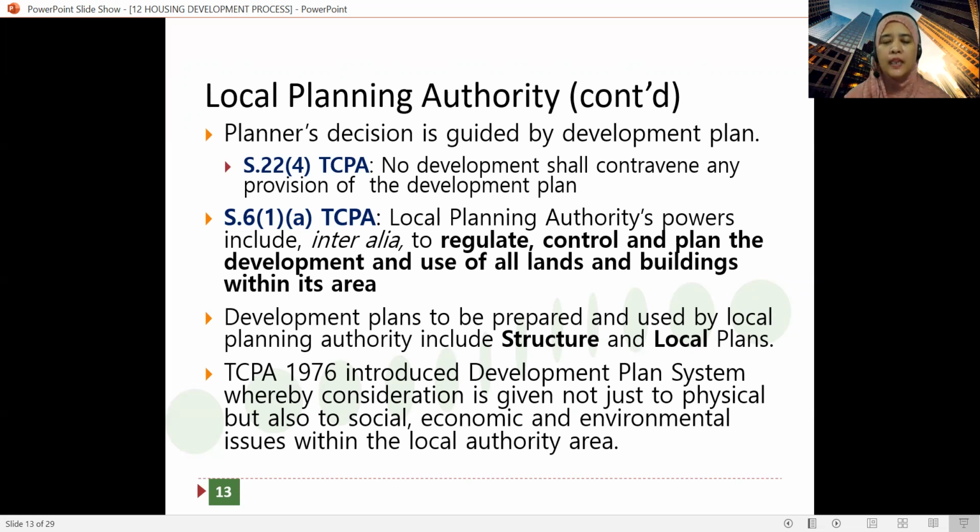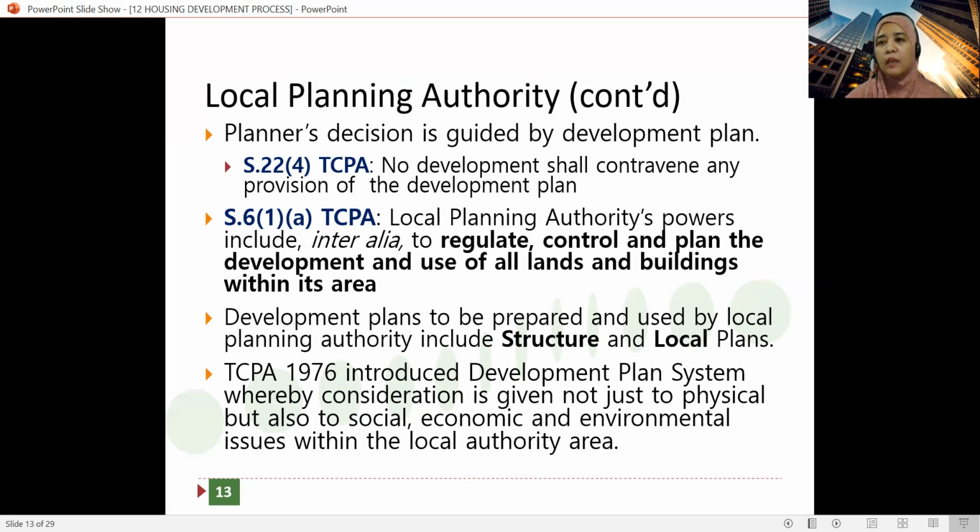Section 6 sub 1 sub A of TCPA states that local planning authorities' powers include inter alia. Inter alia means among others. Maknanya the powers of the local planning authority is much more than this, but these are just the powers related to our lecture. Now, regulate, to control, to plan the development and the use of all lands and buildings within its area. Its area, to its local authority area. Local authority dia ada dia punya own boundary. So any area outside the boundary of the local authority is not covered under the development plan.